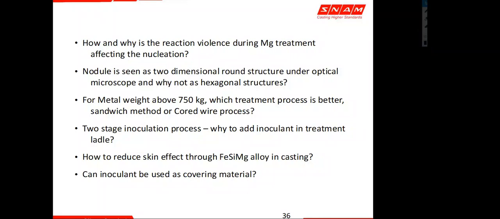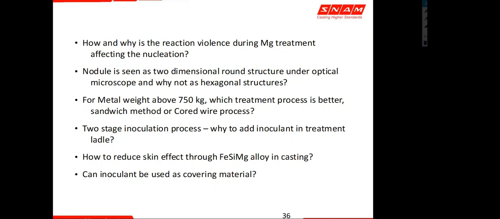So you might have to go to a scanning electron microscope or a transmission electron microscope. The next question is, for liquid metal weight above 750 kg, which treatment process is better, sandwich method or cold wire process? So the process selection of magnesium treatment should be based on the process, the foundry conditions, particularly the layout of the foundry and the controls they want or the controls they have existing.